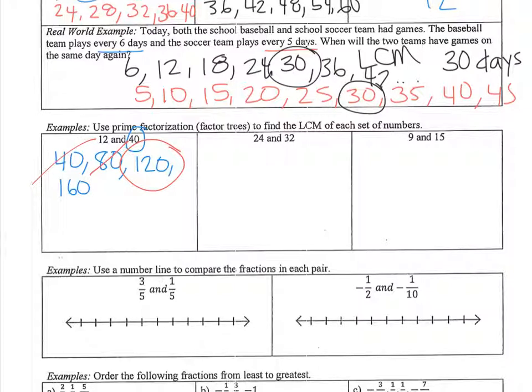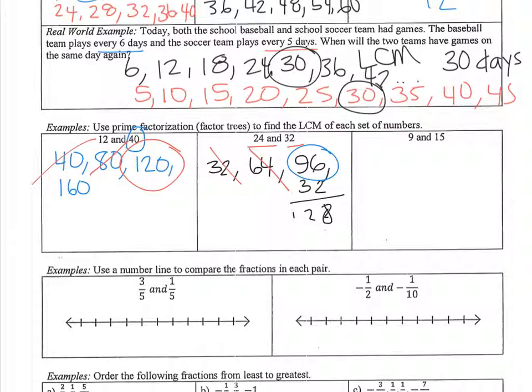And then 24 and 32. I take the bigger number, 32. 32 times 1 is 32. 32 times 2 is 64. 32 times 3 is 96. And then which of these numbers divide into 24? I could keep going too with this. I could add 32 to this and get 128. So does 24 go into 32? No. Does 24 go into 64? No. But 24 divides into 96, so that's my answer.